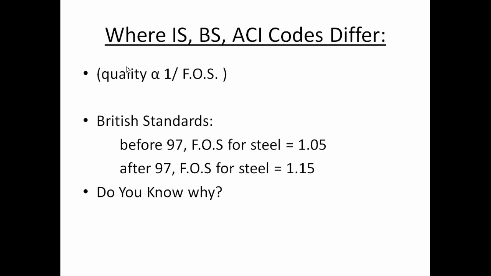I would like to share a small fact. British standards before 97 were using a factor of safety for steel as 1.05. After 97, the factor of safety for steel has become 1.15. Do you guess what it is? Do you know why? Lucky Metal had become the biggest producer of steel by that time. Just kidding.